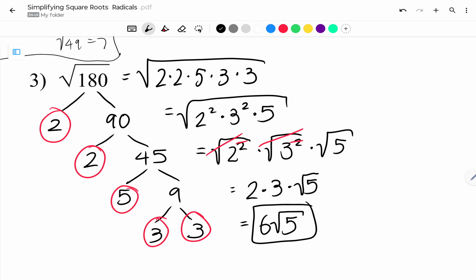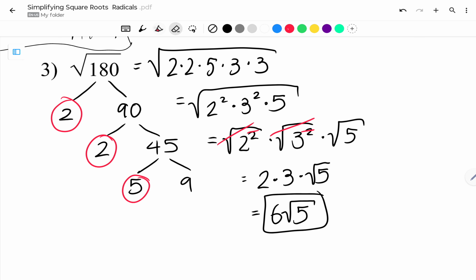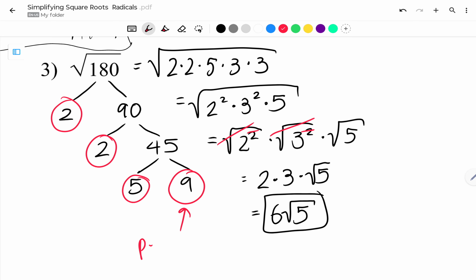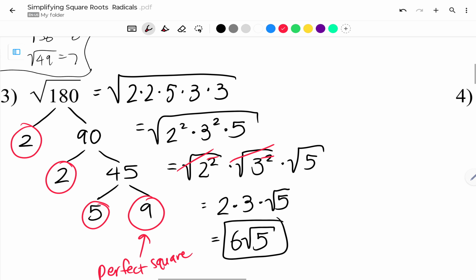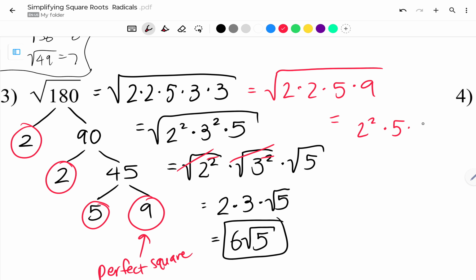Sometimes when you're splitting these up, you could also just stop at 9, right? Because we know 9 is a perfect square. So when you see a perfect square, you could just stop there, right? Because if I stop there, let's see what happens. 2 times 2 times 5 times 9. And if I split that up, 2 squared times 5 times 9, that's going to look like this. Again, these cancel out.